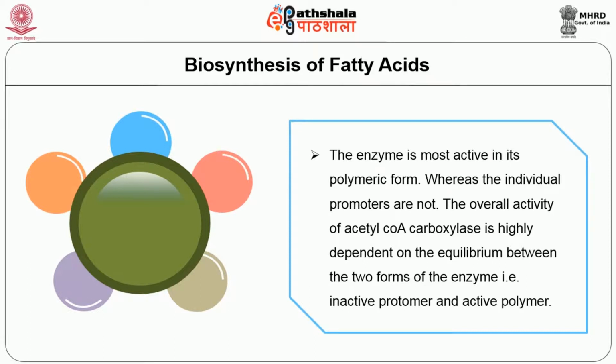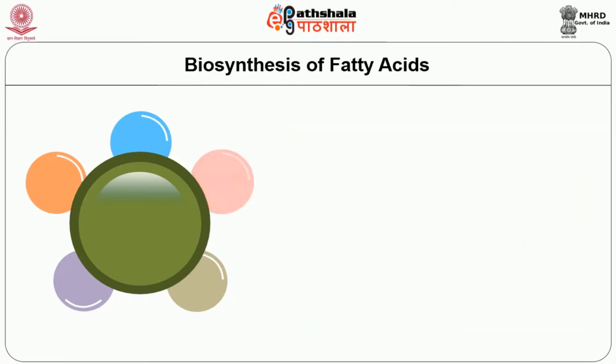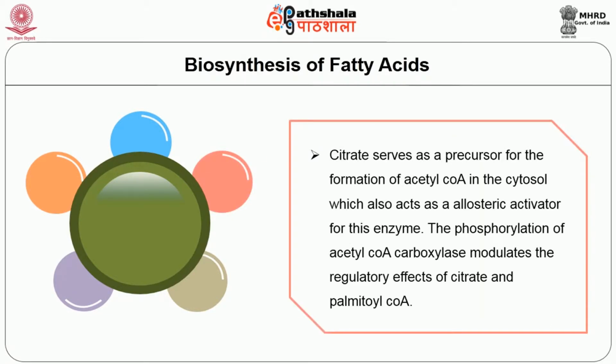The overall activity of acetyl-CoA carboxylase is highly dependent on the equilibrium between the two forms of the enzyme, that is inactive protomer and active polymer. Citrate serves as a precursor for the formation of acetyl-CoA in the cytosol, which also acts as an allosteric activator for this enzyme. The phosphorylation of acetyl-CoA carboxylase modulates the regulatory effects of citrate and palmitoyl-CoA.